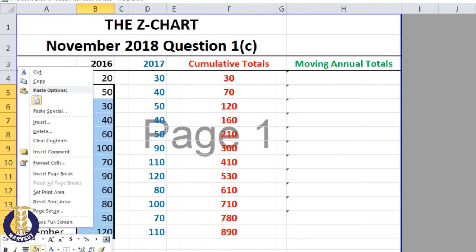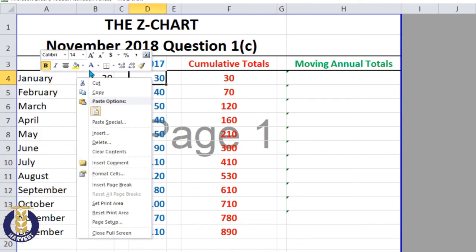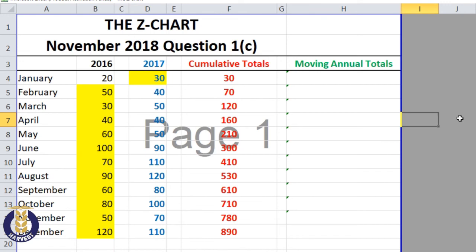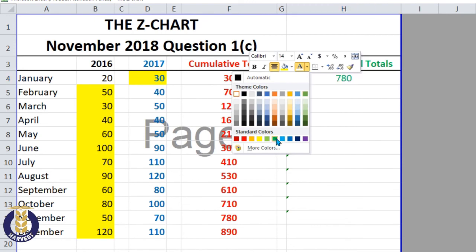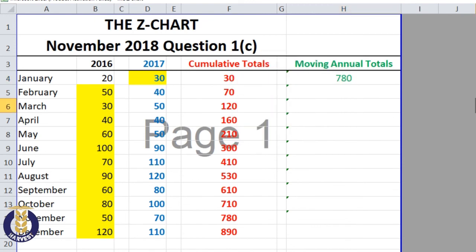I'm going to paint them yellow for your easy understanding. So all the figures in yellow are going to be added to represent the moving annual total. So you get 50 plus 30 plus 40 plus 60 plus 100 plus 70 plus 90 plus 60 plus 80 plus 50 plus 120 plus 30. Those are 12 figures, giving us 780. Please use your calculator and see whether this is what you get.